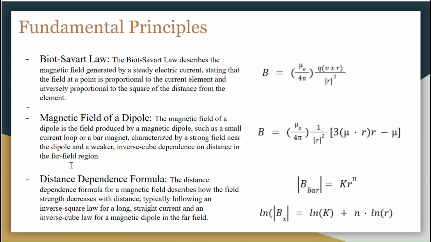Magnetic field of a dipole. Magnetic field of a dipole is the field produced by magnetic dipoles such as a small current loop or a bar magnet, which is what we're using, characterized by a strong field near the dipole and a weaker inverse cube dependence on distance in the far field region. Right here. Okay, and the distance dependence formula basically just saying that as distance increases, magnetic field decreases. Two formulas, these will be very crucial for later.